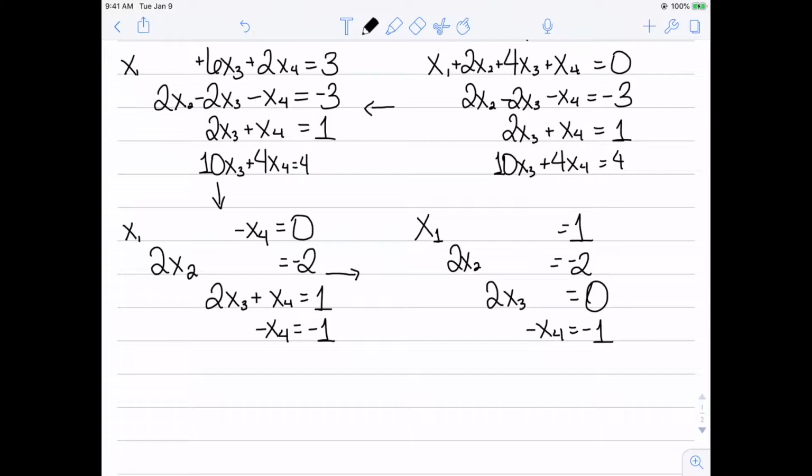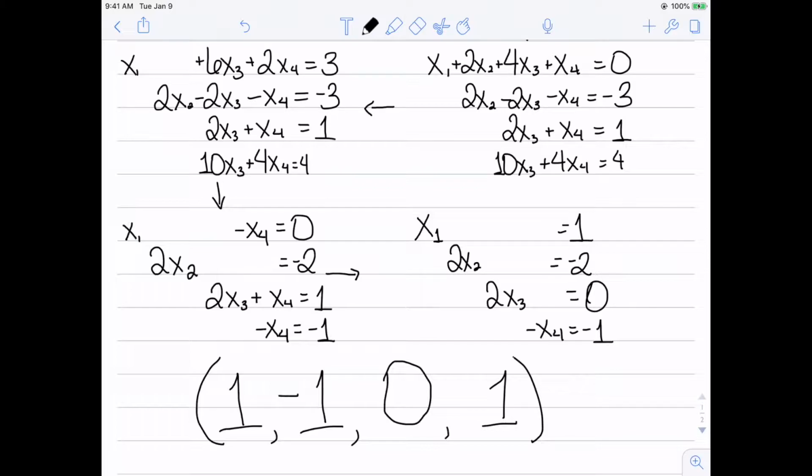So now I have a solution. The first equation says x1 is equal to 1. 2x2 equal to negative 2 gives me negative 1. 2x3 equal to 0 tells me x3 is equal to 0. And negative x4 equal to negative 1 tells me x4 is equal to 1.